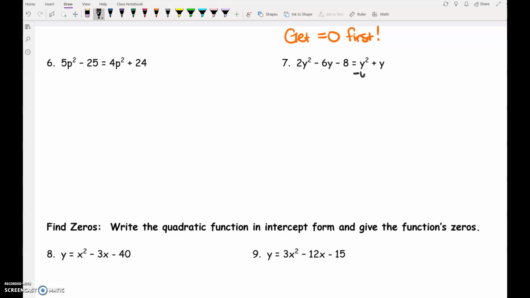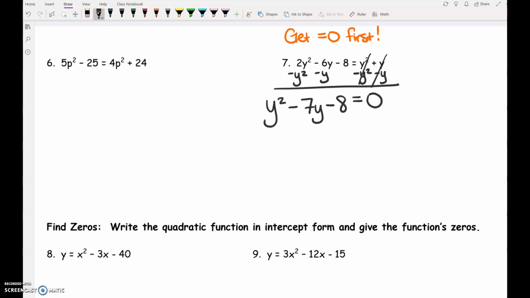I am going to subtract y squared on both sides and subtract y on both sides. I'm really trying to get equals 0 on this side, so I'm getting rid of both of those terms on the right side. When you're doing this process, you want your x squared to be positive. So wherever the bigger x squared is or the bigger y squared, subtract things from the other side. This gives us y squared minus 7y minus 8 equals 0.